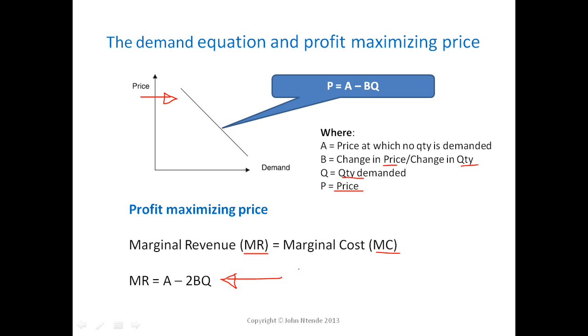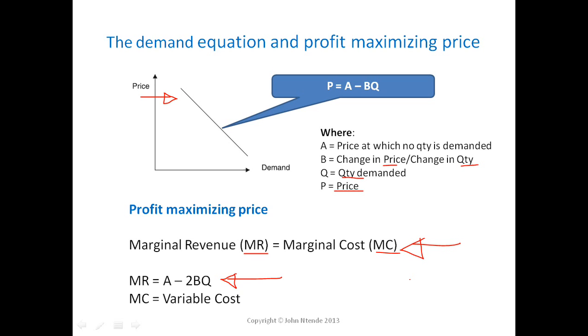Marginal revenue is equal to A minus 2BQ. A is still the price at which no quantity is demanded, B is still the change in price over change in quantity, and Q still represents the quantity demanded. Marginal cost represents the variable costs of production, basically the additional cost to make one additional unit of the product. So to maximize profit, the key assumption according to economic theory is that marginal revenue should equal marginal cost.